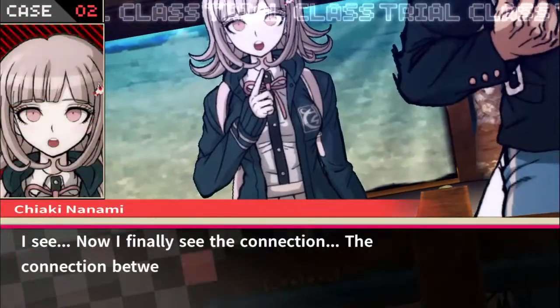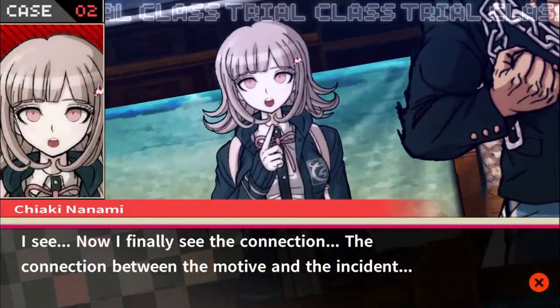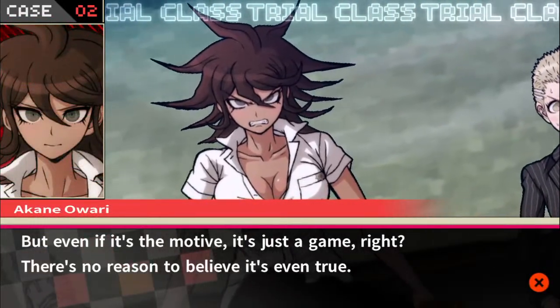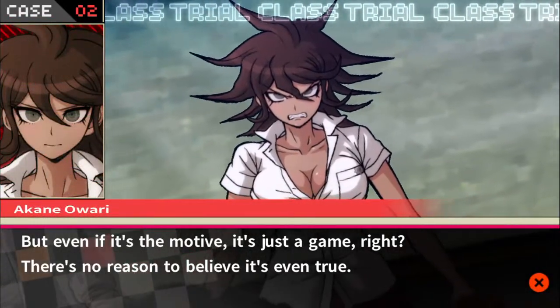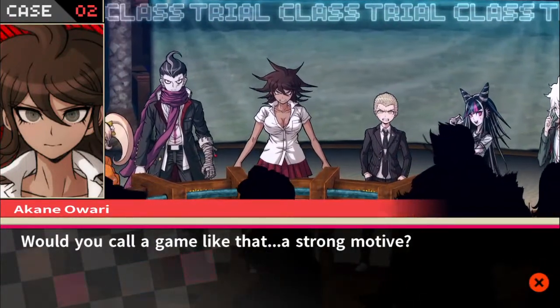I see. Now I finally see the connection. The connection between the motive and the incident. But even if it's the motive, it's just a game, right? There's no reason to believe it's even true. Would you call a game like that a strong motive?